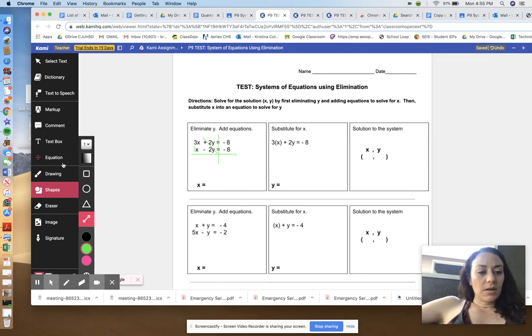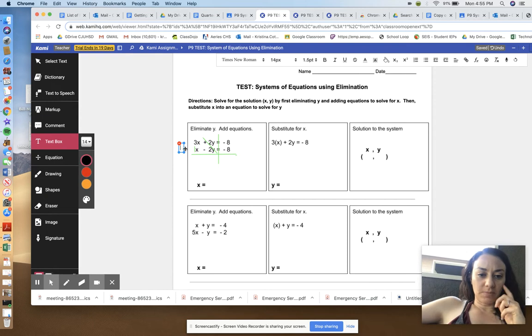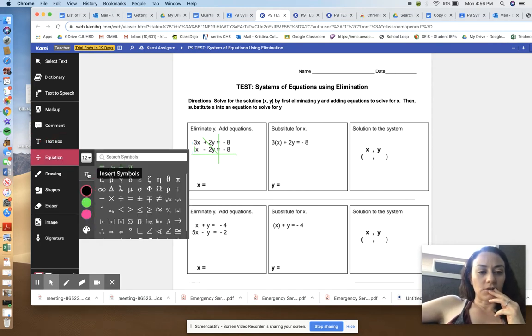Whenever you want to write something, you press text box. So let's say we want to put a text box right there, but we can also move it around. You just have to get to the little cross. And let's say I want to go to equation and insert a plus sign into that T. Okay, this should work. Put it right there. Okay, so I want to add those equations together.